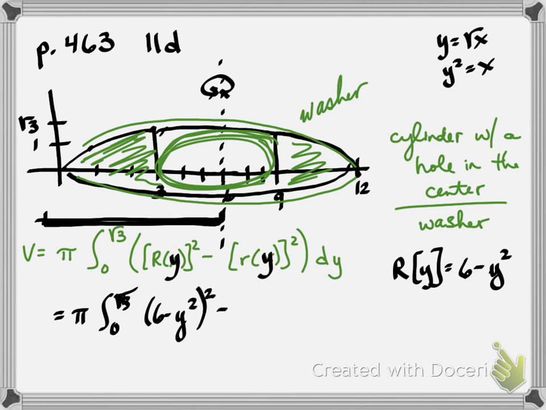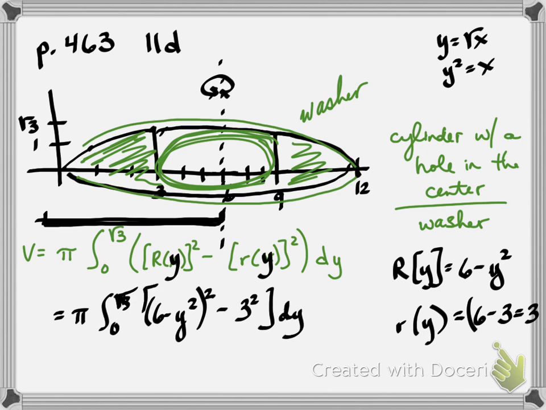Now our inner radius is the hole, and the hole is from 6 to 3. So its right part is 6, and its left part is 3. And we subtract those, we get 3. So outer radius minus inner radius.